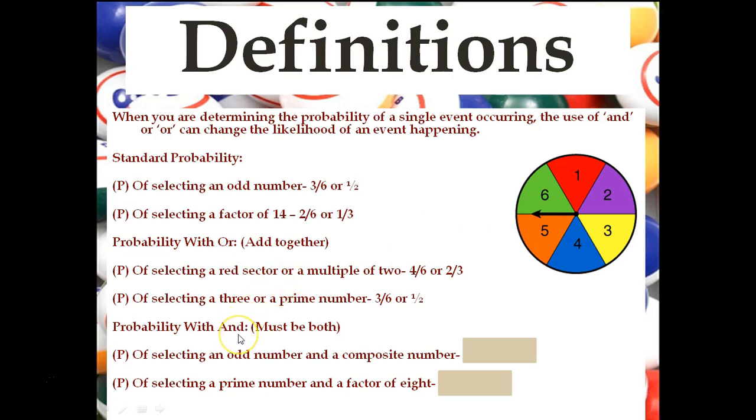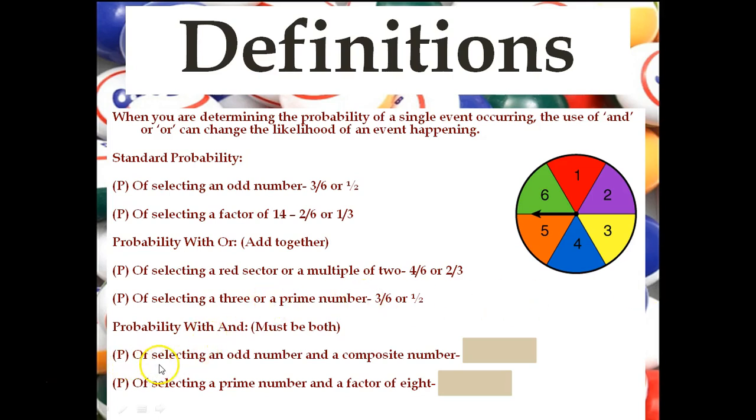Probability with and must be both. So in that last example, 3 is both a prime number and a number 3, which was what I was asking for last time. So that would have worked for and. And must be both. And I'll show you a couple examples here.